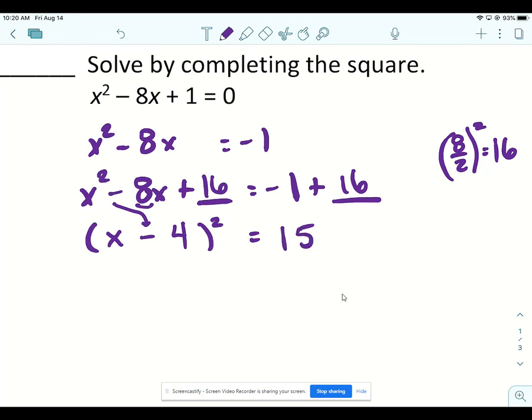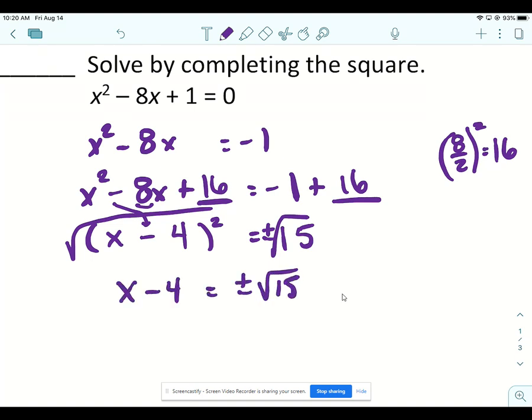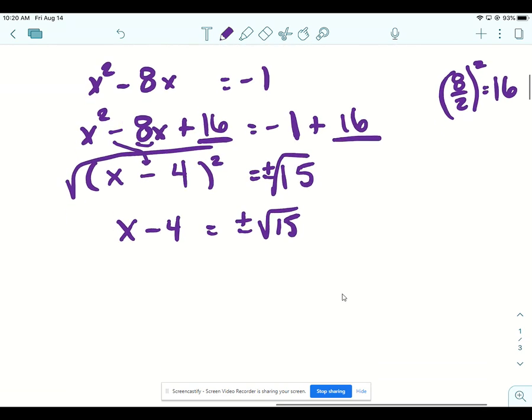Then we'll take the square root to get rid of the square. So that square root will just cancel out the square. Don't forget about your plus or minus in front of the square root. And we'll just move the 4 over in front of the plus or minus, or after it, it doesn't really matter.